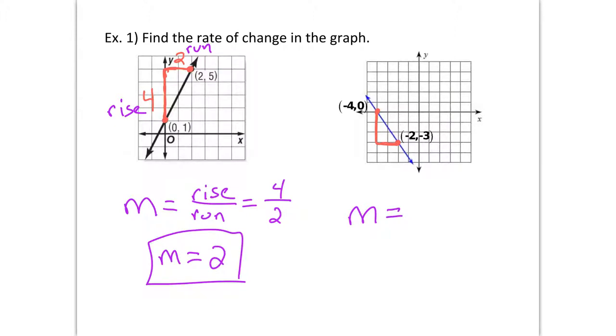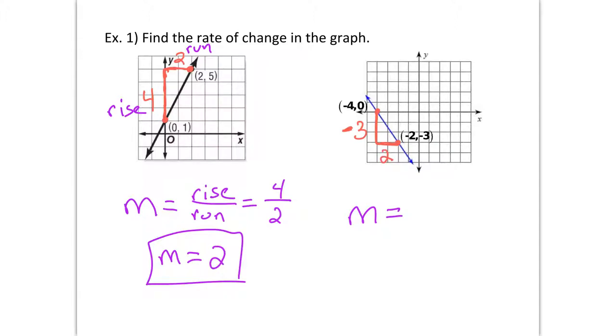So let's look at the ones that you go down. From the point up here, 1 step, 2 steps, 3 steps, or you can say 3 units. Now, you went down. When the rise is down, that's going to be negative steps, or you have -3. And when you go to the right, 1 step, 2 steps, that's going to be 2.